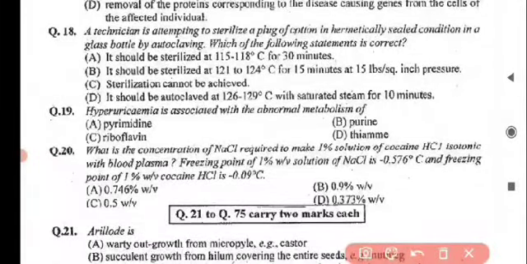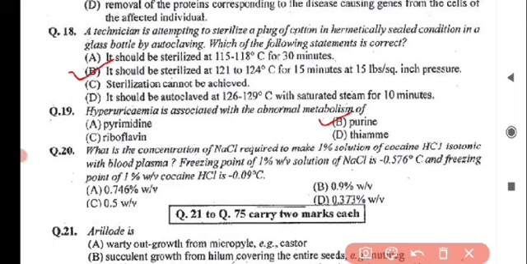Next question is, a technician is attempting to sterilize a plug of cotton in hermetically sealed condition in a glass bottle while autoclaving. Which of the following statements is correct? And the correct statement is option B, that is, it should be sterilized at 121 to 124 degrees Celsius for 15 minutes at 15 lbs per square inch pressure. Next question is, hyperuricemia is associated with the abnormal metabolism of, and the correct answer is option number B, that is purine.